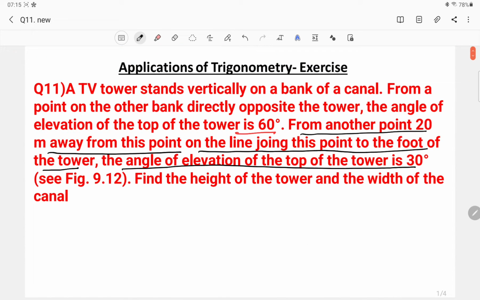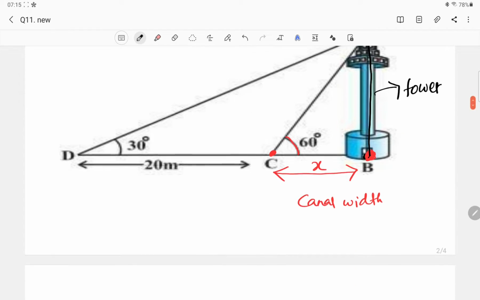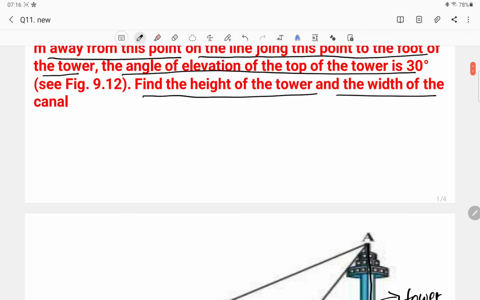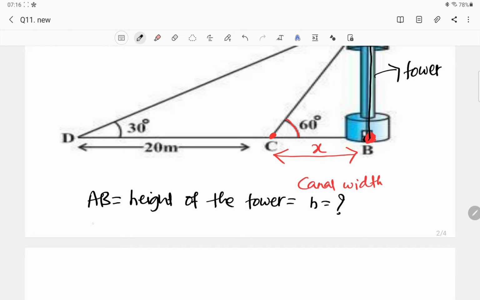Now what they are asking us to find: height of the tower. Height of the tower is this one, this AB. This is what they are asking, and they are asking for the width of the canal. Width of the canal is BC. So AB is equal to height of the tower, that is equal to h, and that's what they are asking. And this BC is the width of the canal, and we have taken it as x, and that is equal to question mark.